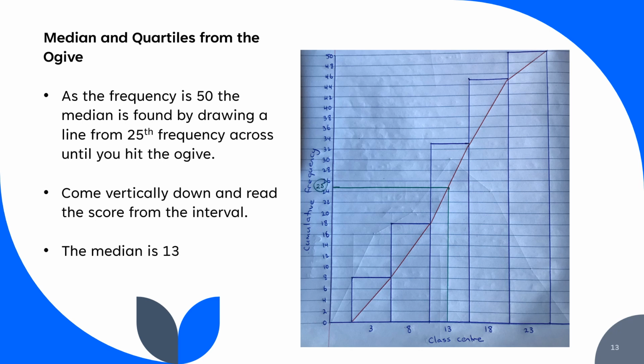The median is the halfway, or the 25th frequency, and you draw a line across from the 25th, as you can see I've circled that, until you hit the ogive. This is the importance of the ogive. Once you hit the ogive, you come vertically down. Now remember, this is actually a class center, so you are coming down inside an interval, in this case from 11 to 15. We come down pretty close to the center, so we'll say the median is 13.